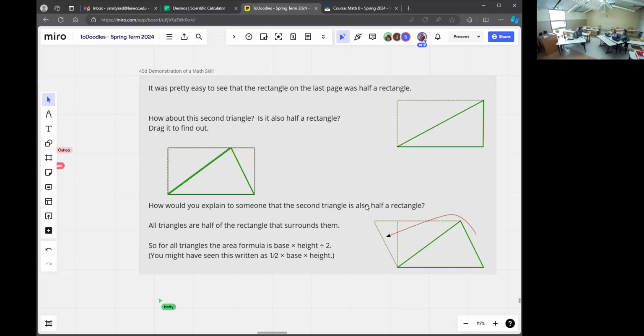So my challenge to you is to convince me that these two triangles are both half of the rectangle. They are. That's pretty obvious. Can you put into words why they are? You should basically fold it and then unfold it and put it together. But maybe I didn't fold it in half.